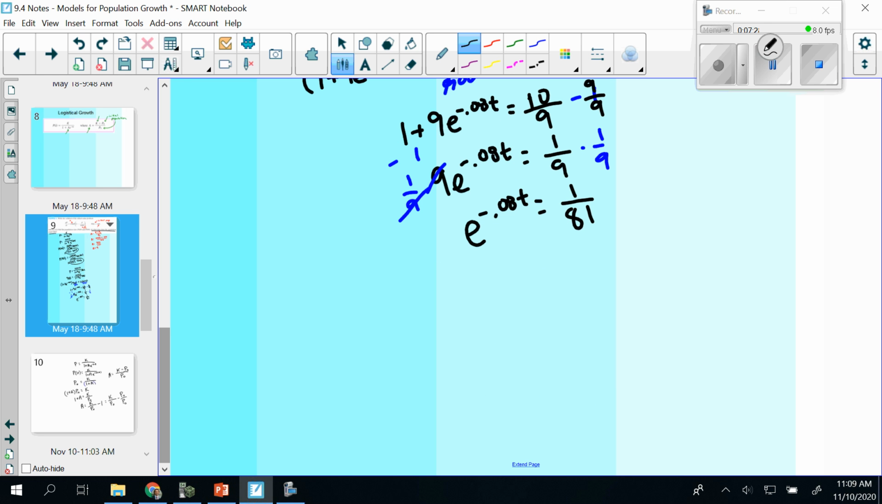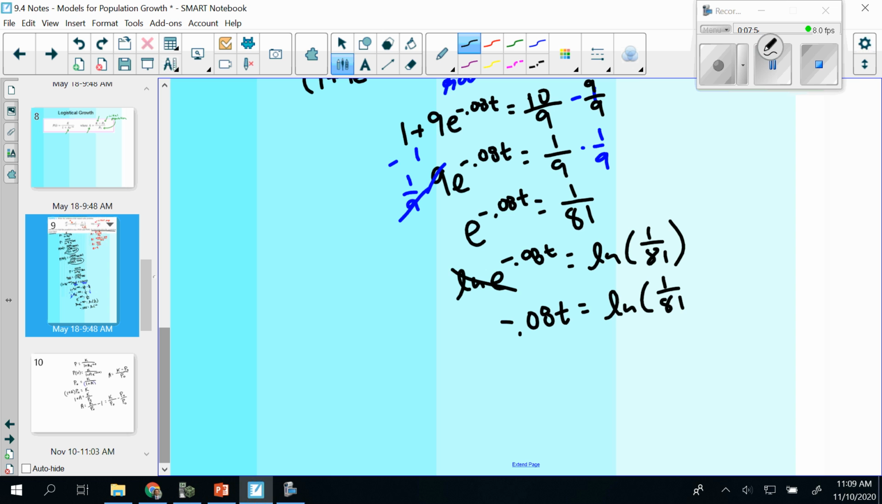All right, how do we solve from here? You can't do any more algebra solving at this point. Now comes that part where you learned about logs. We want to natural log both sides here. So we want to natural log this side and natural log this side. And that helps us because natural log of e cancels out, or equals 1. So now we're down to this. And then finally, to solve for t, we should be able to divide. So if we do natural log of 1 over 81 divided by negative 0.08, we should get our answer.